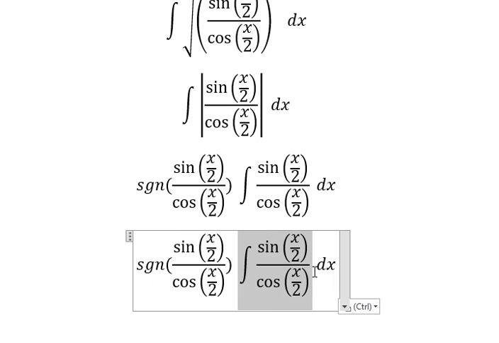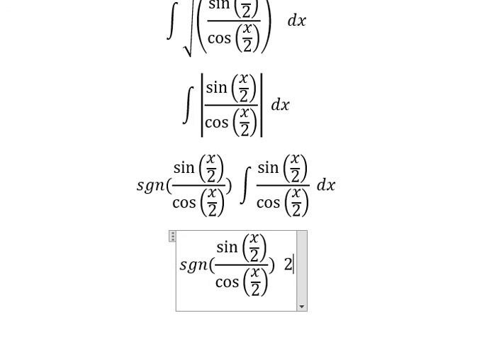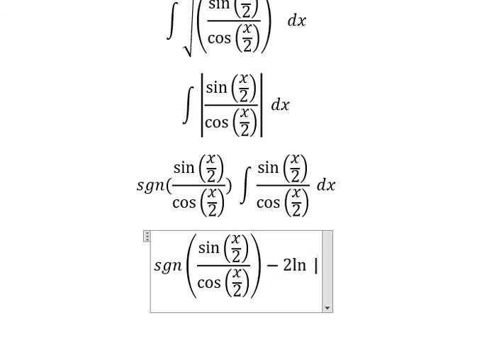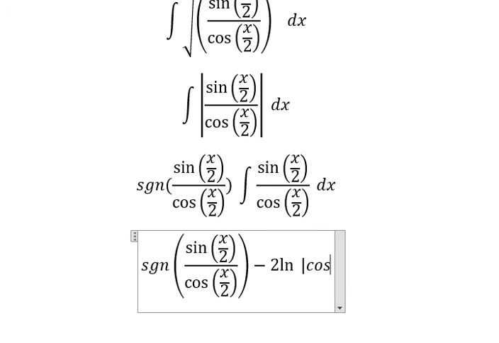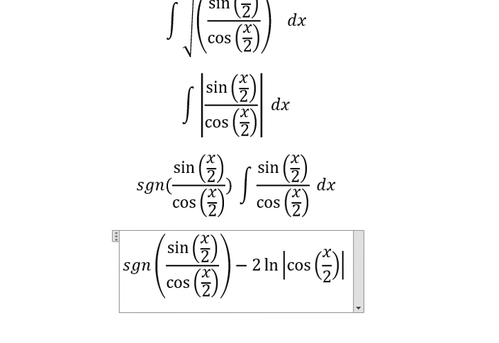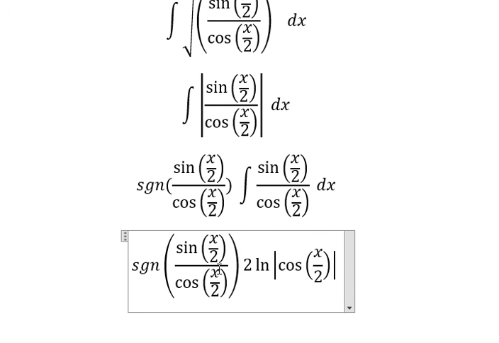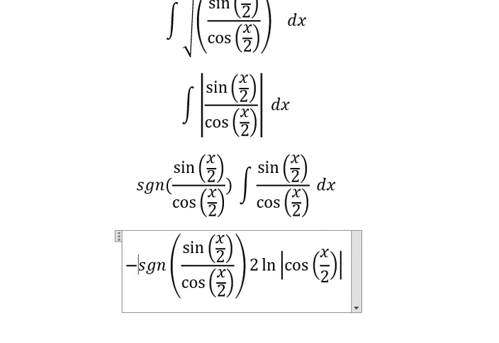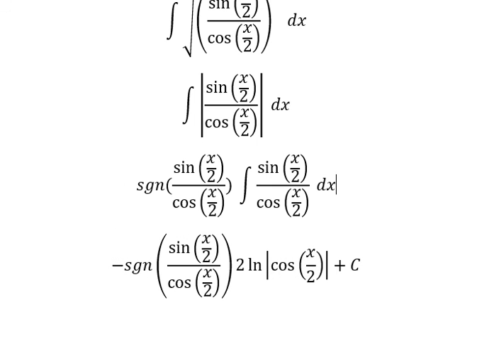And now the integration of this one, we will have number 2, and we have negative ln of the absolute value of cosine of s over 2. Number 2, that's the coefficient of 1 over 2. 1 divided by 1 over 2, you get number 2. And I will put the negative sign going here. And then I will put c. This is the end.